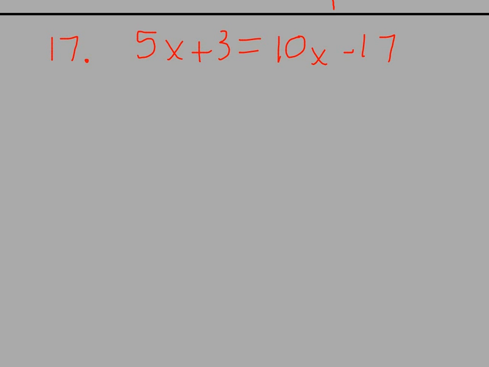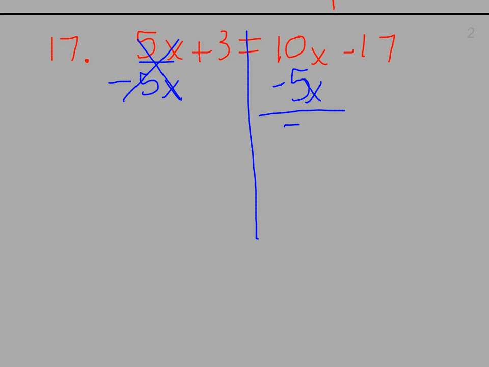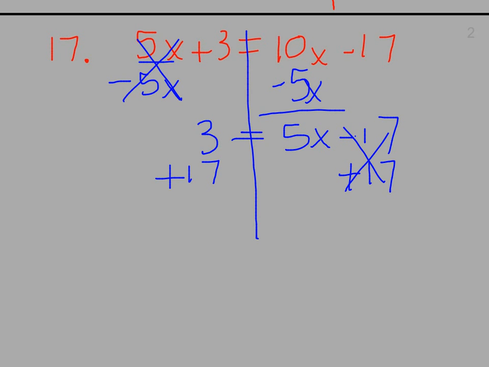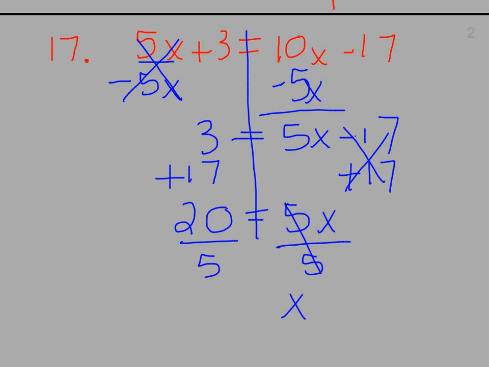So the first thing we're going to do here is I'll draw the line, and we're going to move the smaller x. So that means I'm going to move this 5x. I do that by taking it away, and I'll do that here, and then come over here and take the 5x away from here. That gives me 5x on this side, minus 17, and then just a 3 is left on this side. Now I want to get the x by itself, so I'm going to add the 17, cancel that out, add 17, and I get 20 equals 5x. Now I just need to divide by 5, and x equals 4.